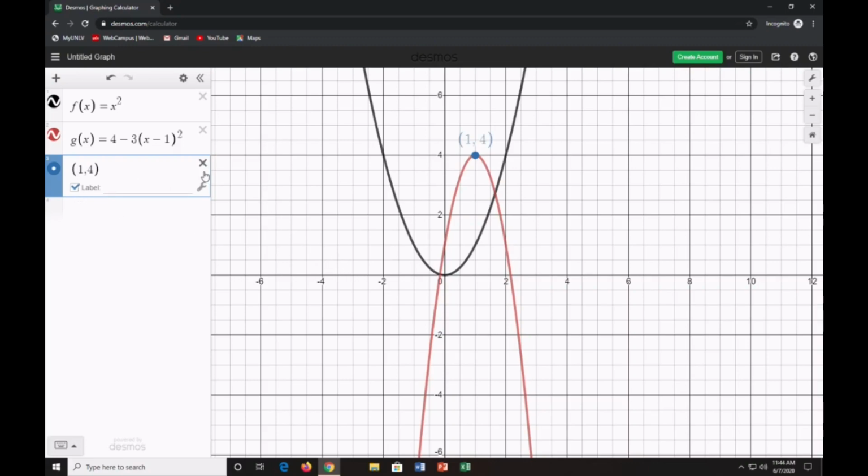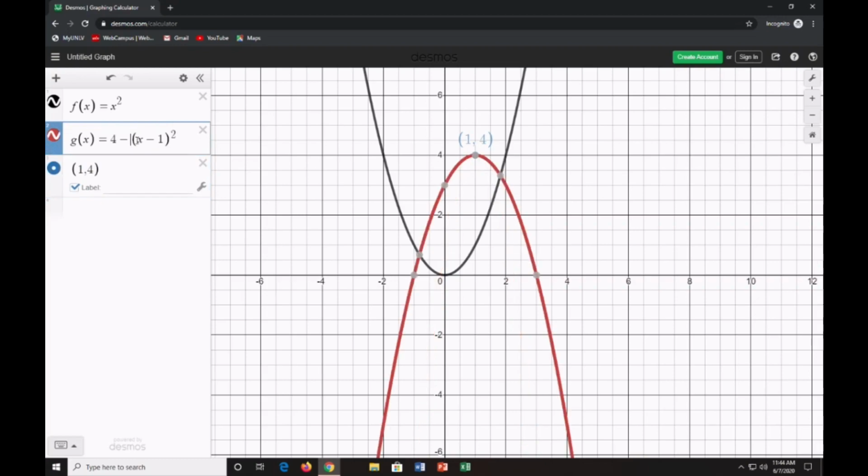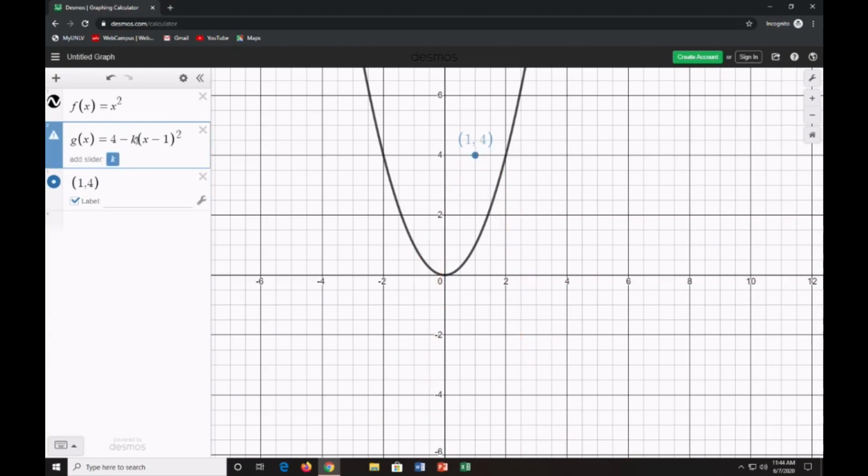Then the main thing I wanted to talk about is the impact of this number 3. This number that is in front of the parentheses. Let's call it k, right? It made it disappear.